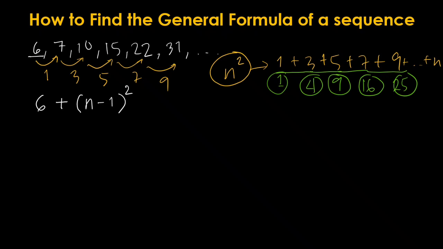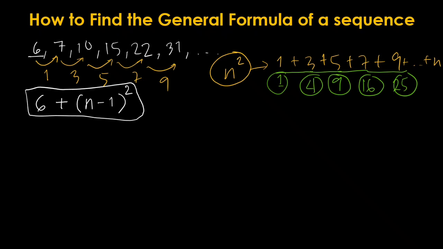When your n is 2, 2 minus 1 is 1, and squared it is 1, plus 6 is 7. When n is 3, this is 2 here, 2 squared is 4, 4 plus 6 is 10. So that's it. This is the general formula of the sequence above.